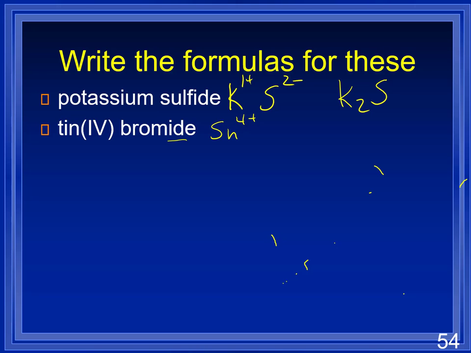Bromide, is bromide polyatomic? No. So I'm going to find it on the table. Br is a halogen, group 7A, so it's got a 1 minus charge. Do those add up to 0? Nope, so I do the crisscross, and I get SnBr4. Should be familiar. This is not new stuff.